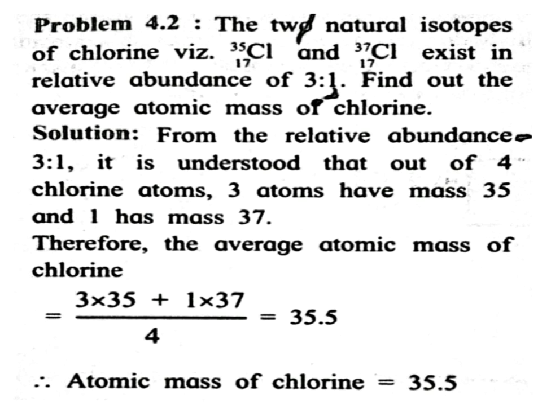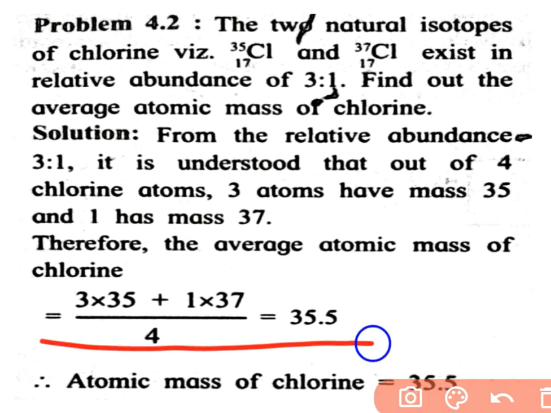So we divide relative abundance by 100 each time, but here ratio is given, so divide by 4 because 3:1, that is 3 plus 1 is equal to 4. By solving this you will get the answer of this question.